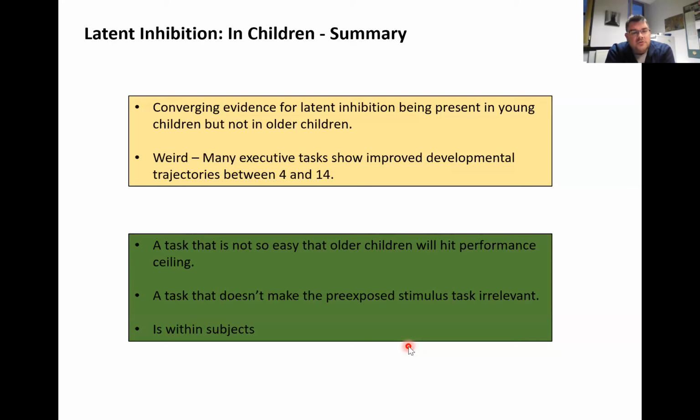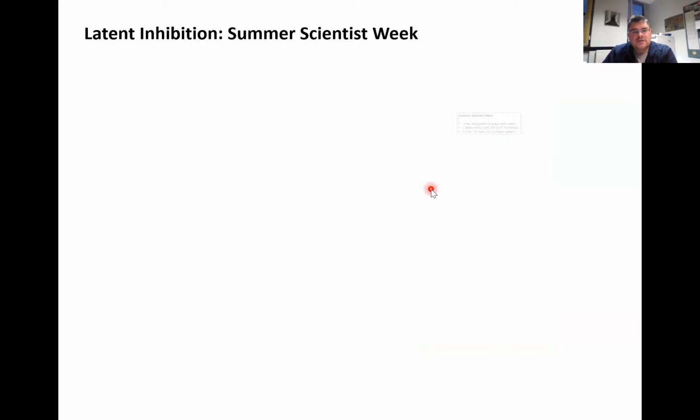We wanted to look at it with a task that was not so easy that older children would hit a performance ceiling. We wanted a task that doesn't make the pre-exposed stimulus irrelevant, so they're not just learning to ignore the pre-exposed stimulus because it's got nothing to do with what they're doing during pre-exposure. And if possible, we'd like a task that's within subject, so that for each individual child, we can get a measure of learning to a pre-exposed, familiar stimulus, and also a measure of performance to a novel stimulus, and use that as some kind of measure of our latent inhibition effect. So that's what we did.